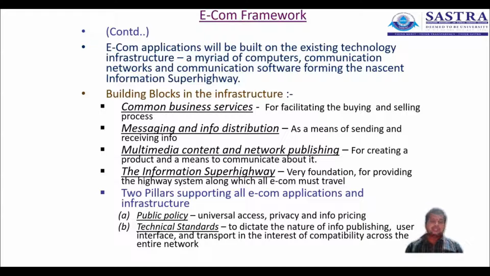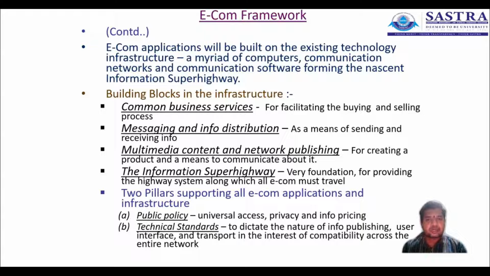So we have two pillars supporting all e-com applications and infrastructure. One is public policy, another one is technical standards. Coming to the public policy, universal access, the policy should be universally accessible, and privacy. We have privacy for all things, not only for applications like e-commerce but for each and every application, along with information pricing. Then technical standards dictate the nature of information publishing, user interface and transport, in the interest of compatibility across the entire network.